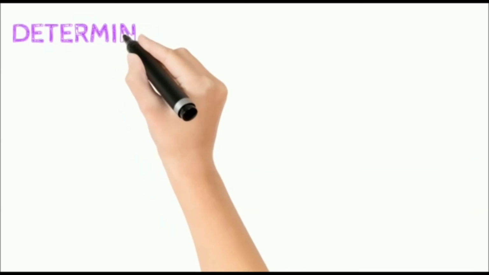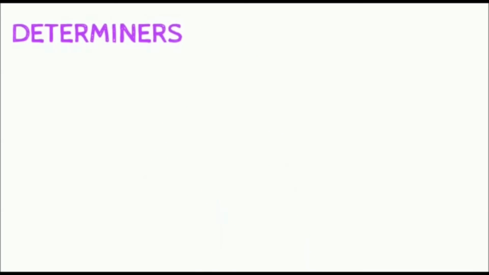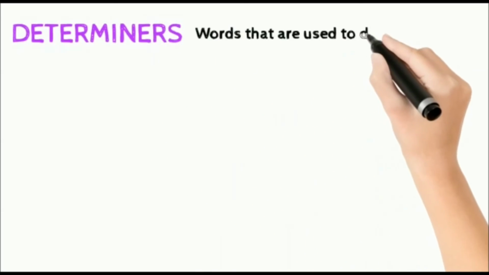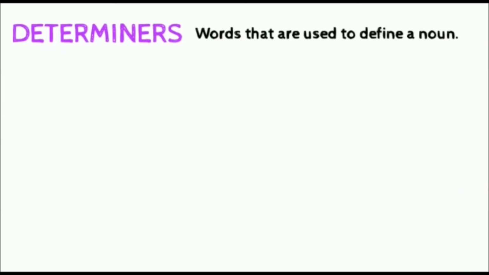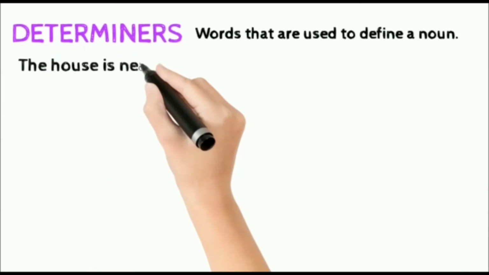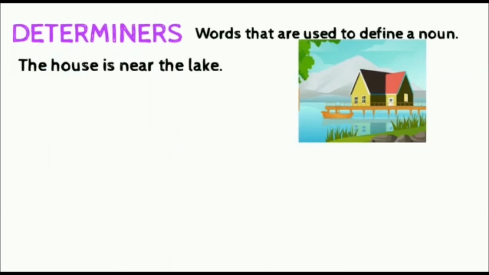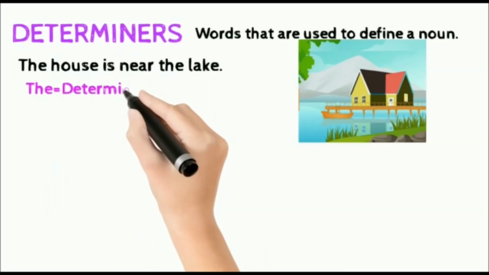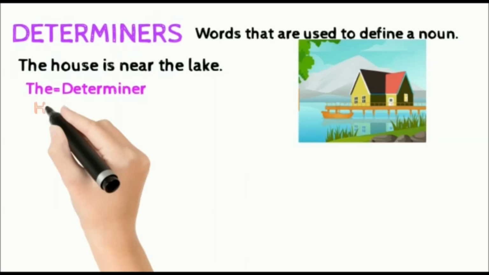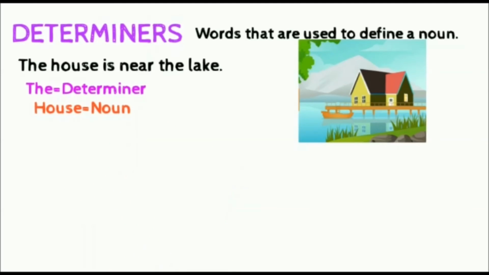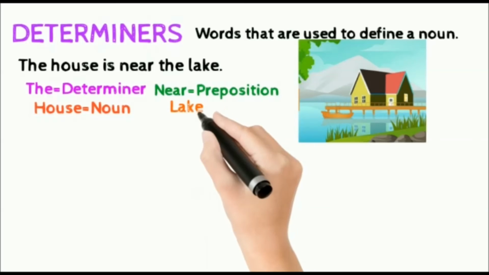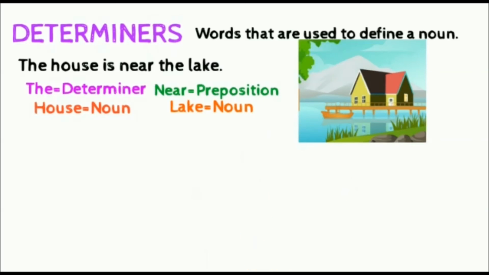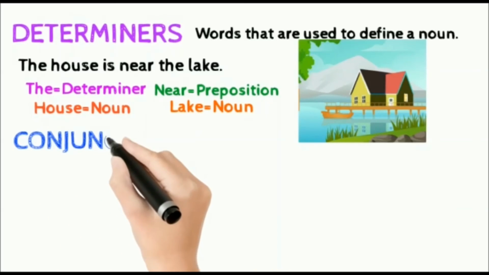We move on to determiners. As discussed earlier, determiners are words that are used to define a noun. An example is, the house is near the lake. The is the determiner and it is used twice in this sentence, before house and lake. House and lake are nouns and the determiner is used to define them. Near is the preposition used and lake, as discussed earlier, is the noun.